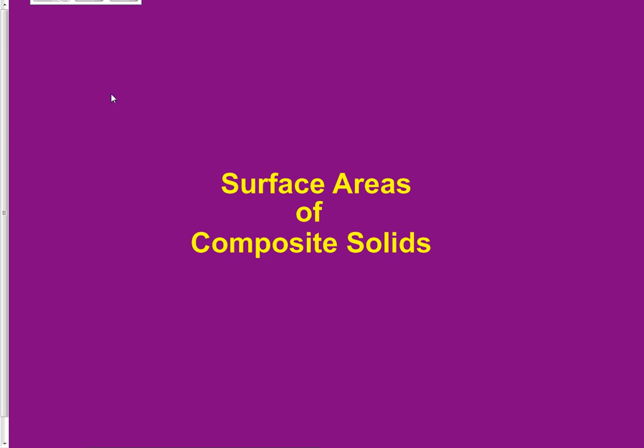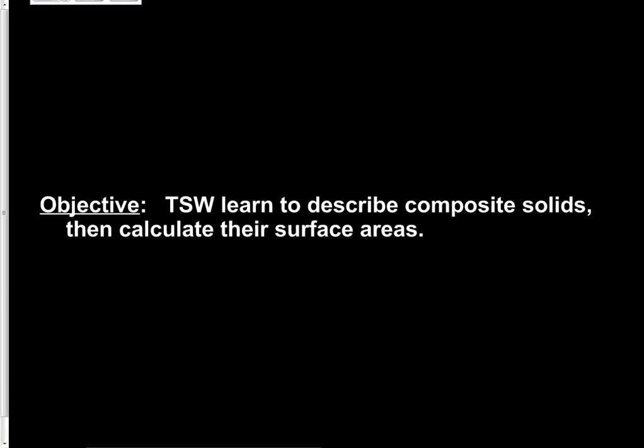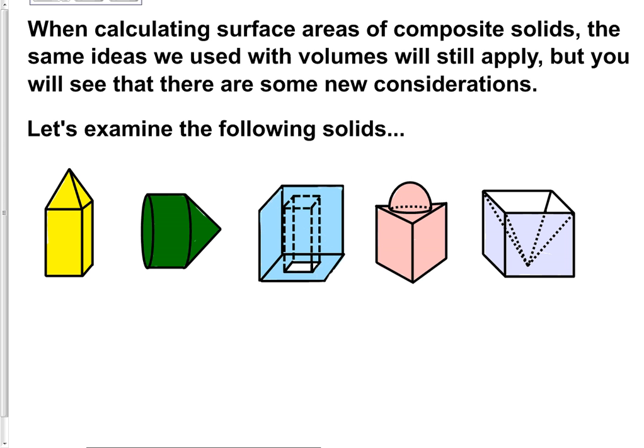Okay, our objective for the day is to learn to describe composite solids, then calculate their surface areas. Now, it may seem a little bit strange that part of the objective was to describe the composite solids, because you may be saying, well, we already did that when we were talking about volume. And true enough, we did do that when talking about volume.